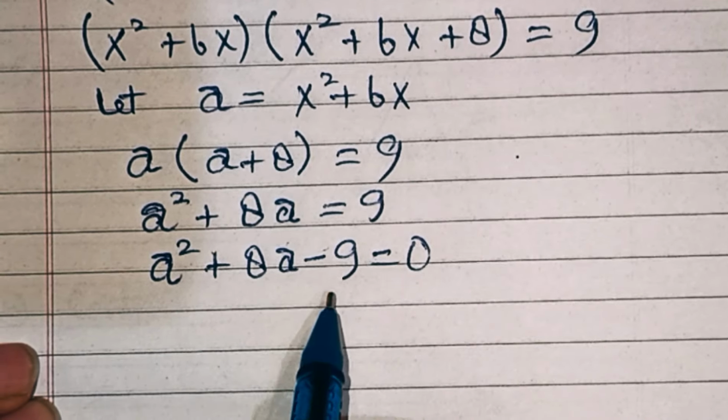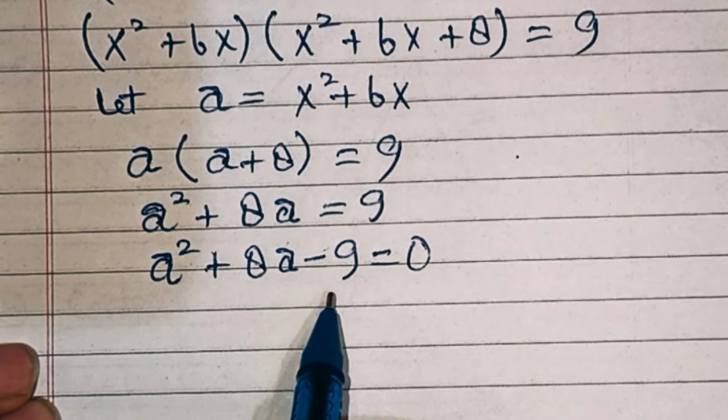Now we can take a common from the first two terms. So this is a times a plus 9. Then we'll take negative 1 common from these two terms. So here remains a plus 9 equals 0, right? Then in the next step, this a plus 9 is same. So let's take out this common. So we are left with a minus 1 equals 0.